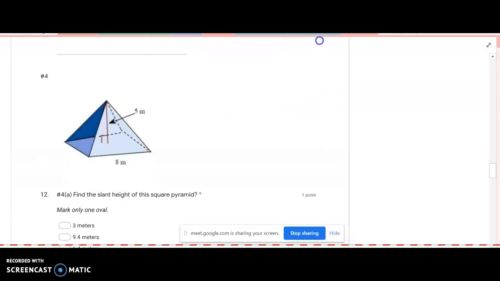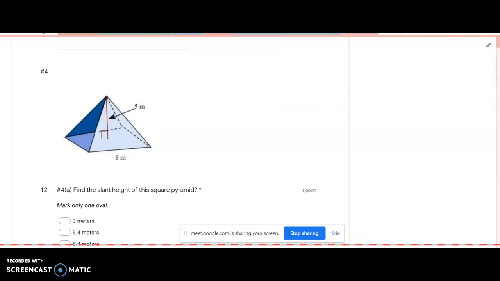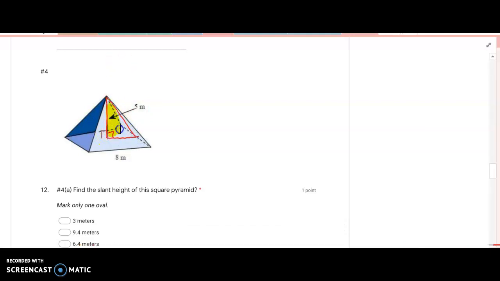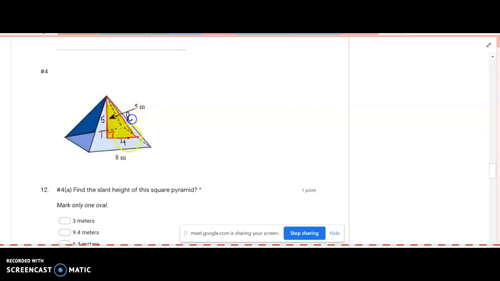Because on this one you had to find the slant height yourself. It did not give you the slant height. It gave you the 5 for the traditional height, and then you had to draw in your own slant height, your own right triangle. And so we had the 5 and we had the 4, and you had to find L.